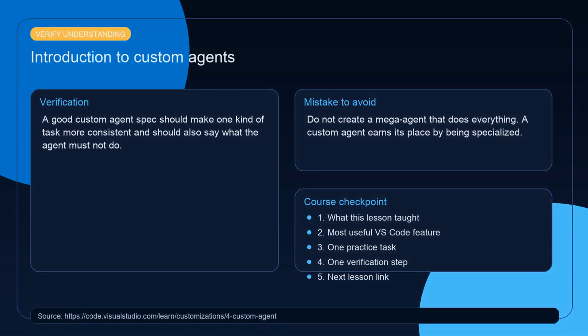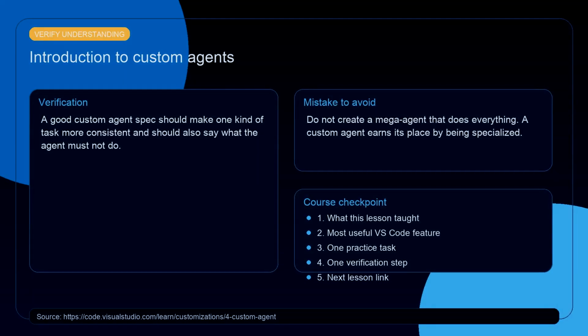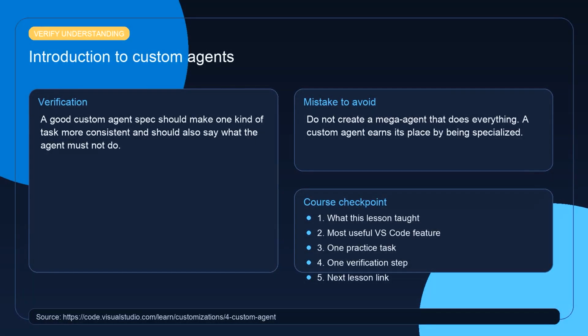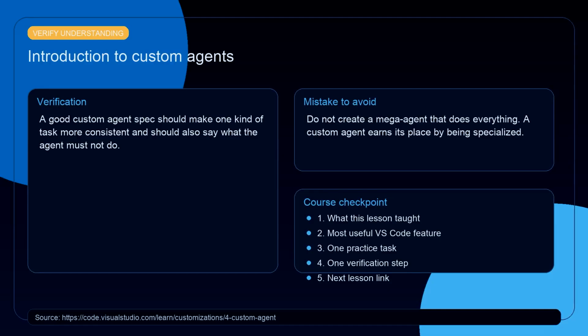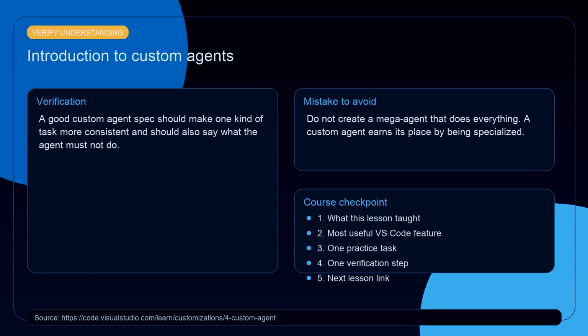A custom agent earns its place by being specialized. The 3 takeaways are: custom agents define roles, role scope controls behavior, and specialized agents beat one generic mega agent.